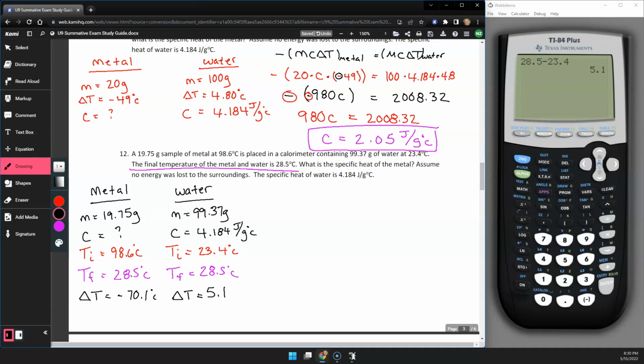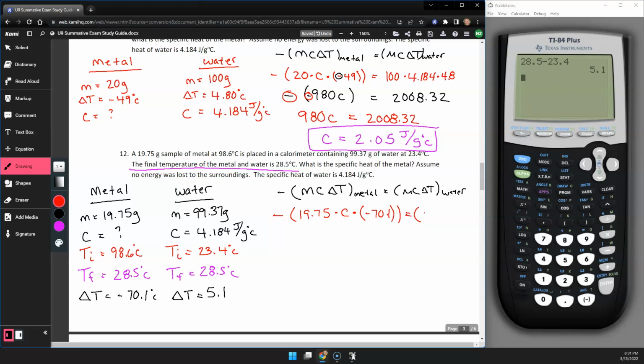Okay, so we're going to use the same equation that we did before. So negative mc delta T of the metal equals mc delta T of the water. So negative, the mass of our metal is 19.75. The specific heat value we don't know. And then the change in temperature was negative 70.1. Set that equal to the other side.